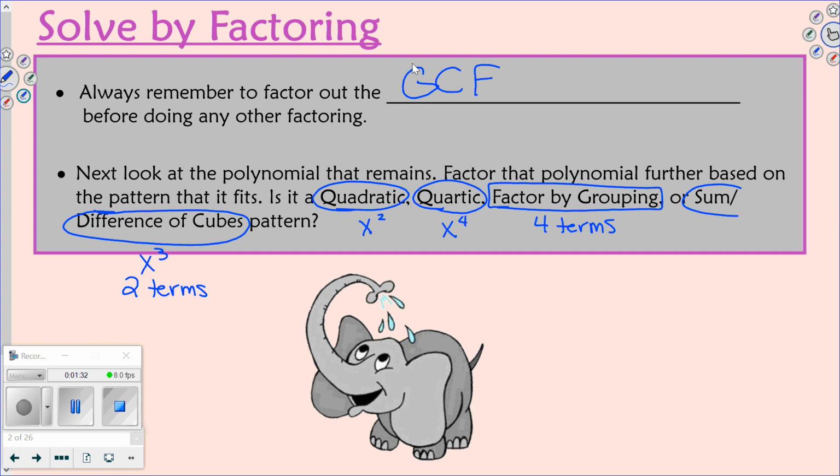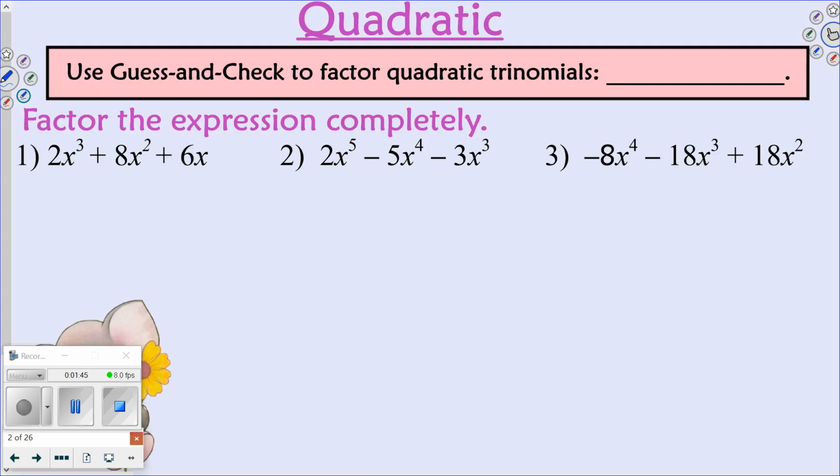So it's like we have difference of squares, my favorite, right? Or we can have sum or difference of cubes. Both of those have just 2 terms in them. So we're going to learn how to do all this today. Gotta love factoring. It's an exciting day.